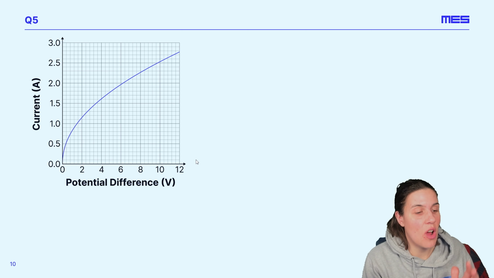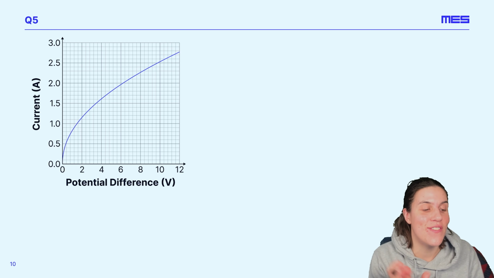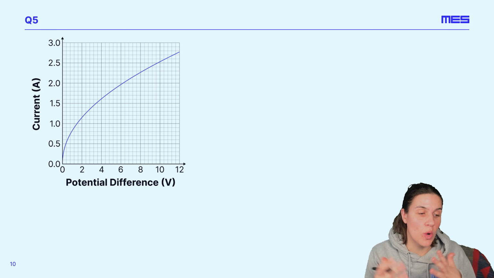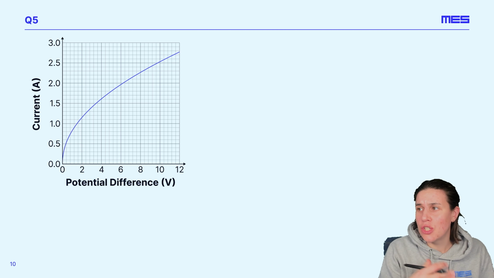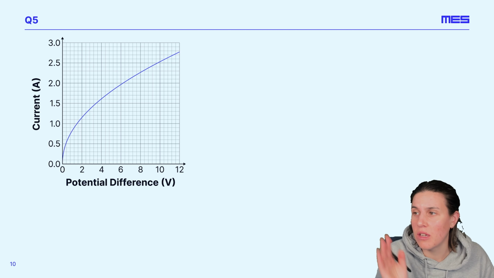Right, so this graph is not a distance time graph or a velocity time graph, it's an IV graph, which is sometimes what we call a current potential difference graph. So all we know is that this is just a non-ohmic conductor.